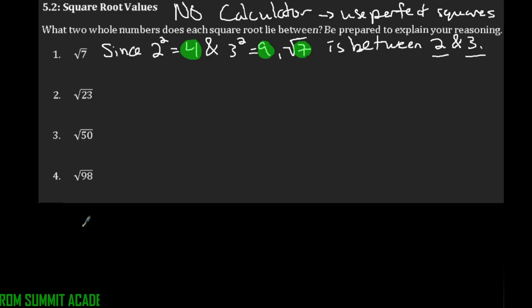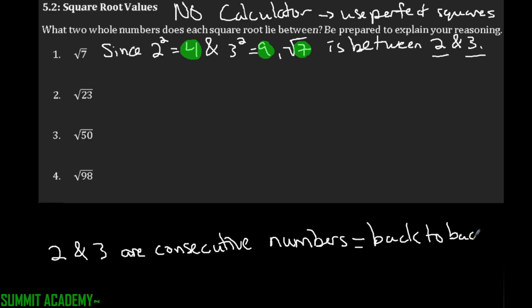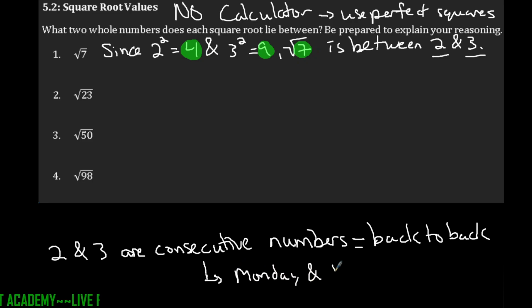Let me actually write that at the bottom. 2 and 3 are consecutive numbers. That just means back to back. Another way to think about the word consecutive is consecutive days of the week, like Monday and Tuesday. So what I'm looking for are those consecutive numbers, those two whole numbers that those values go between.